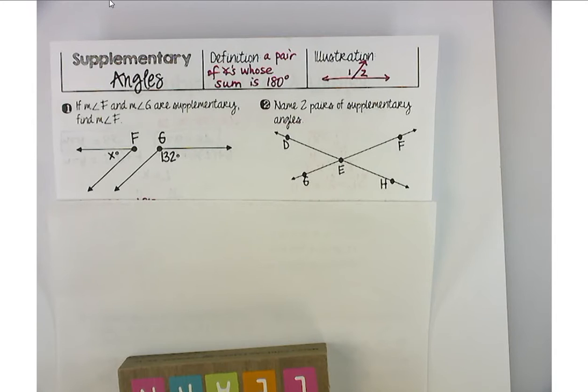Notice for number 2 it says name 2 pairs. So really you're going to have 4 angles there. So you'll have 2 pairs. If you have 2 pairs of shoes, you have 4 shoes.